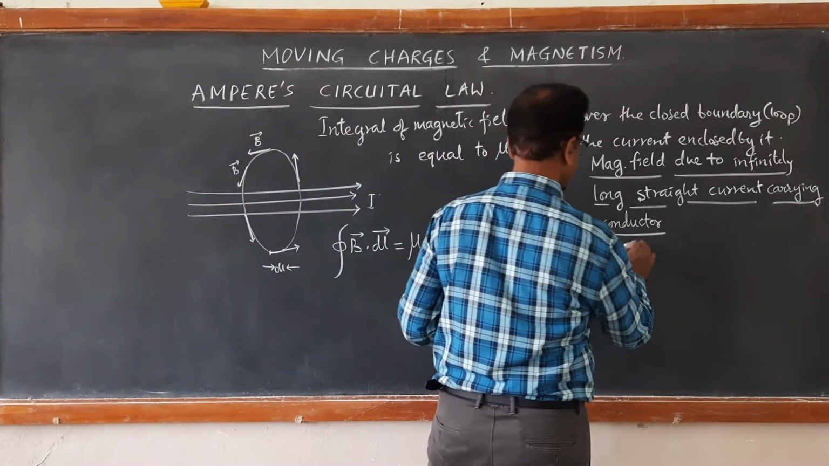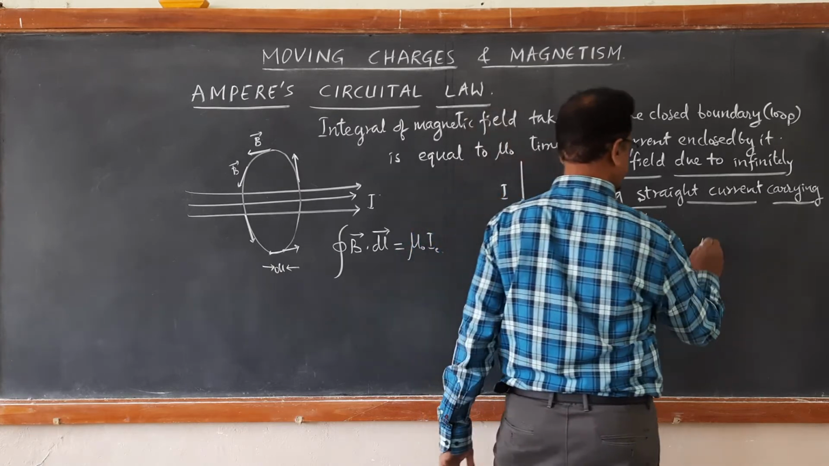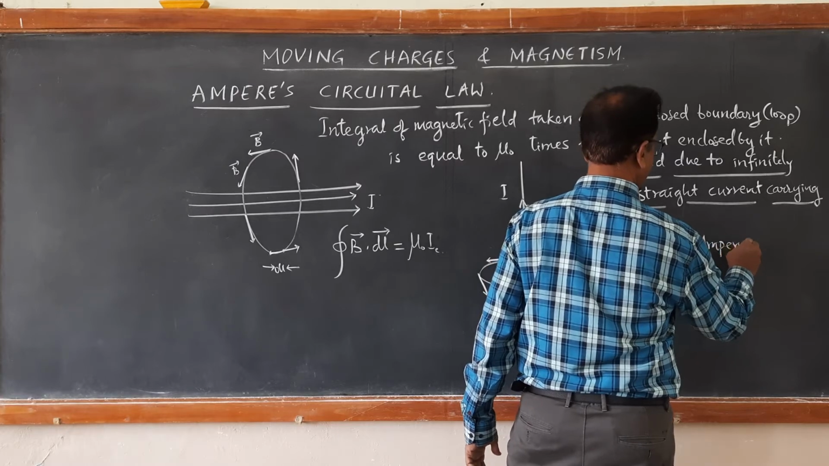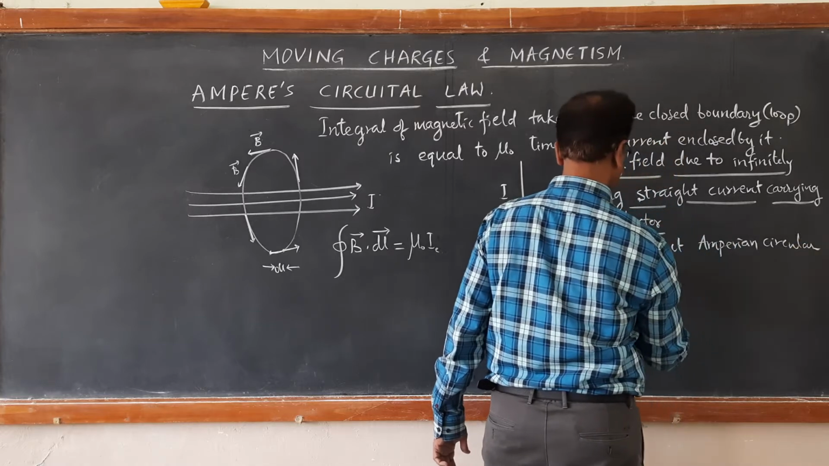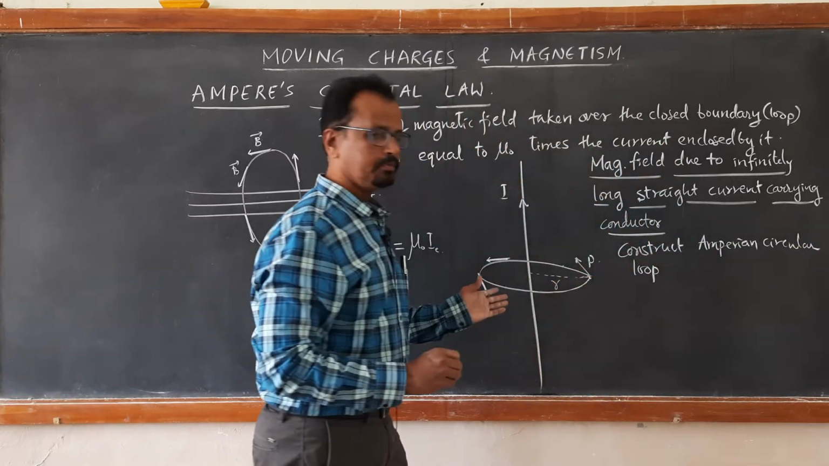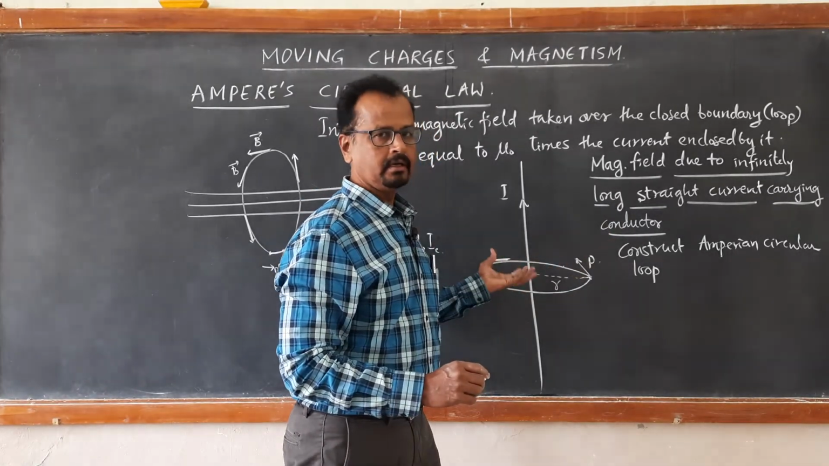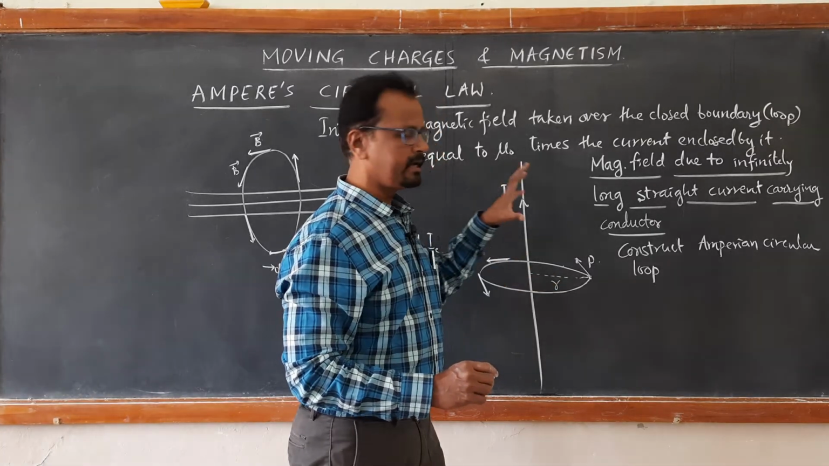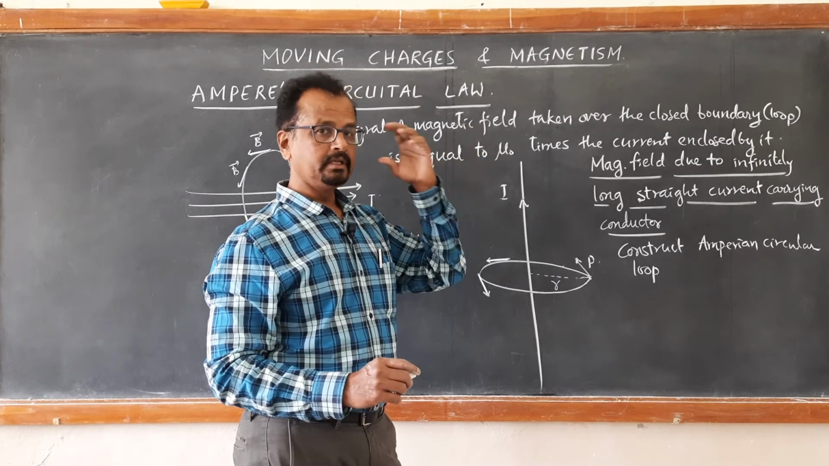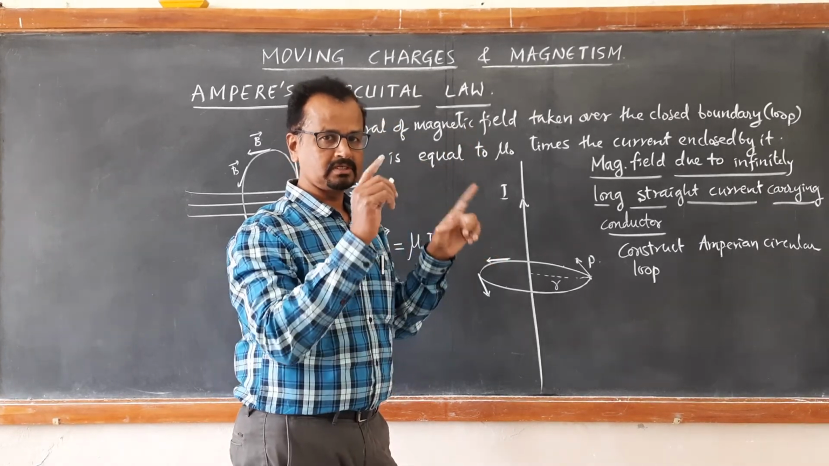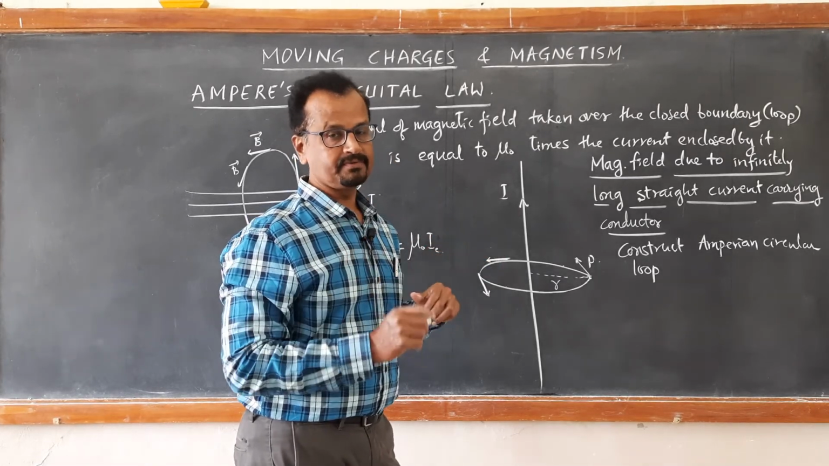So I am writing here, construct an Amperian circular loop. It is called an Amperian circular loop. The imaginary loop that we construct here for applying Ampere's circuital law is called an Amperian loop. Just recall Gauss law. There we used to apply a Gaussian surface. We used to construct a Gaussian surface in order to calculate the electric field due to a continuous distribution of charge.